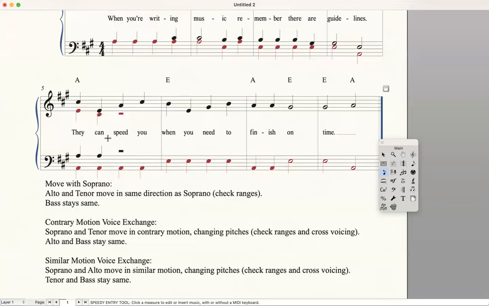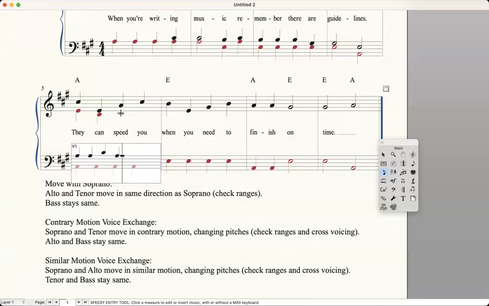let's try doing contrary motion voice exchange first and then move with soprano. Okay. So maybe I'm going to move with soprano first, and then I'm going to contrary motion voice exchange. I'll get these guys to go up. So that would mean that this will go up to the C sharp, like that. And then it's going to contrary motion voice exchange on the next one with the soprano. Soprano's going A to C sharp, so it's going to go C sharp down to A, just like that.